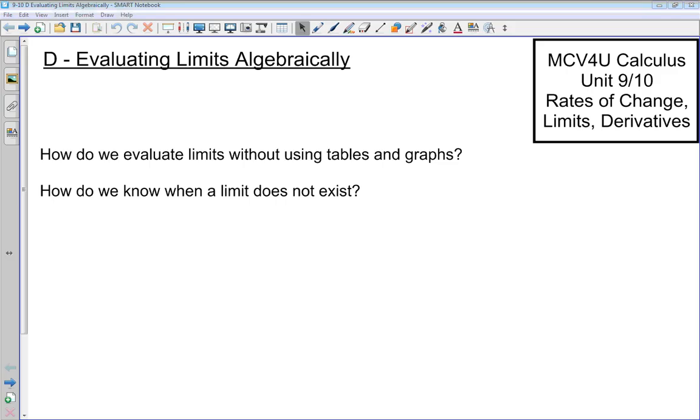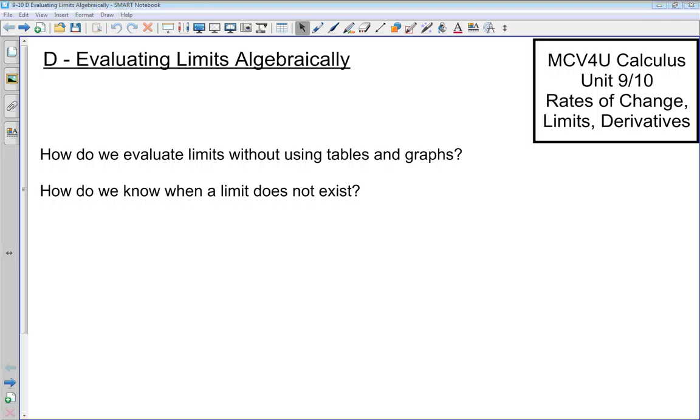And as we're doing this algebraically, we also want to be aware of how we know algebraically that a limit does not exist. We know it doesn't exist when we're doing the table if when we approach from the left and from the right, our trends are going to two different numbers. Same thing with a graph. If we approached it on the graph from the left and on the graph from the right, and the two branches of the curve were tending towards different numbers, we knew our limit did not exist. How do we recognize this algebraically?